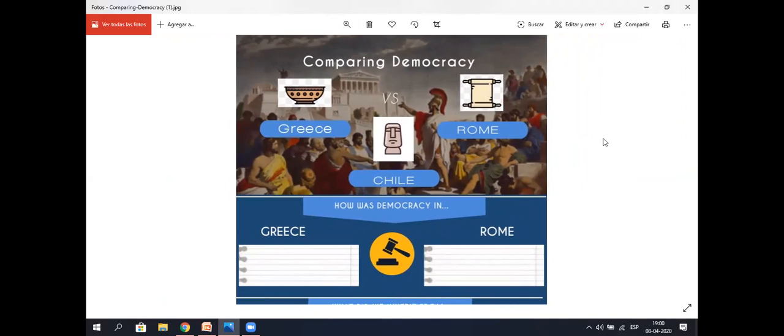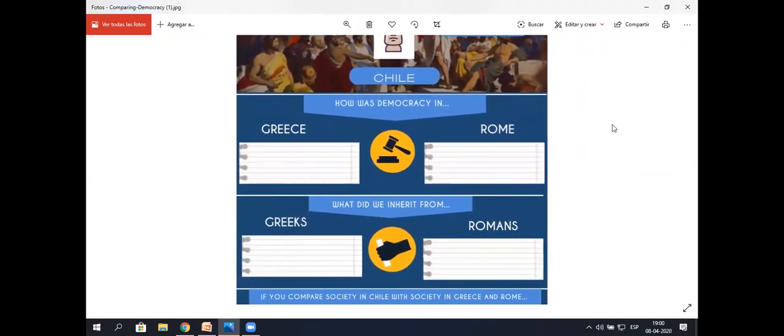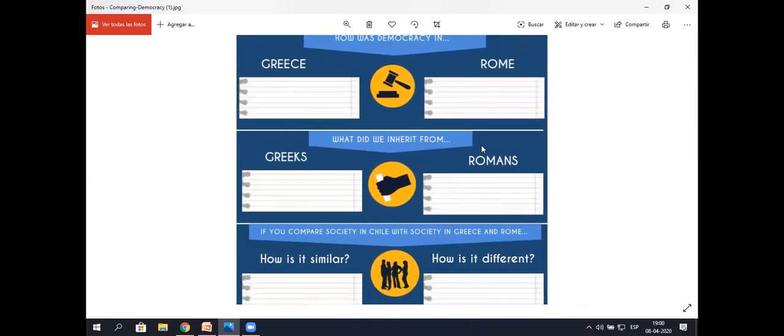So, number 1, how was democracy in Greece? How was democracy in Rome? Number 2, what did we inherit from Greeks and Romans? Inherit es heredar. ¿Qué heredamos? What did we inherit from Greeks and Romans?